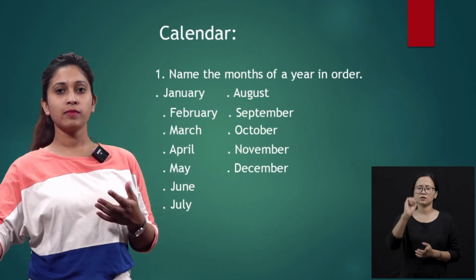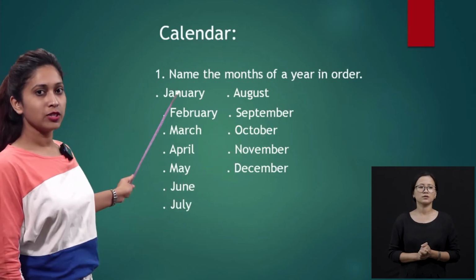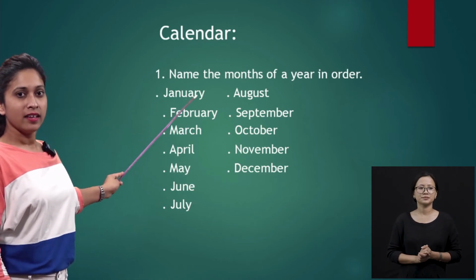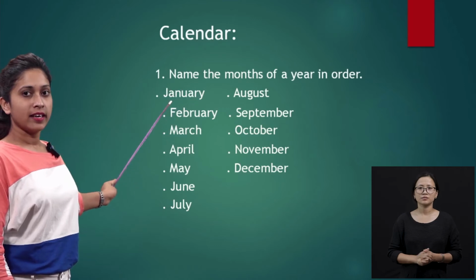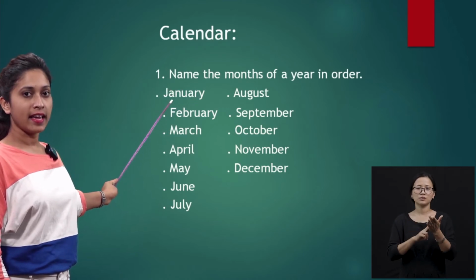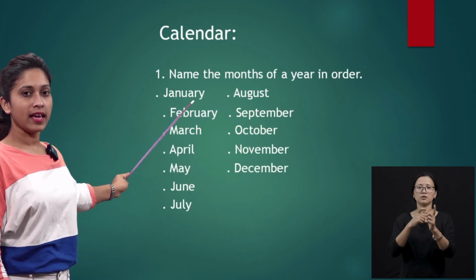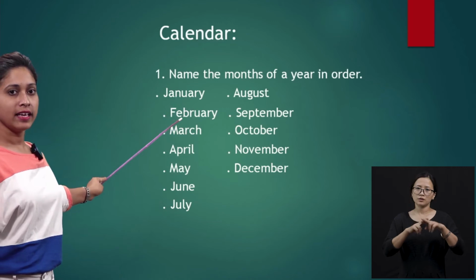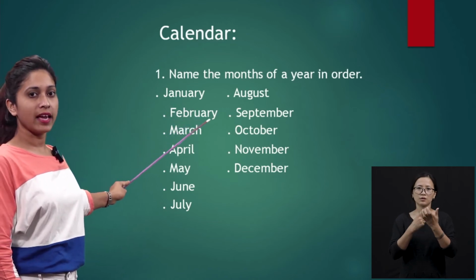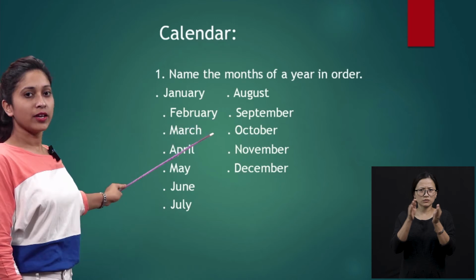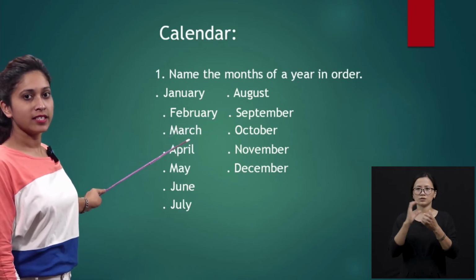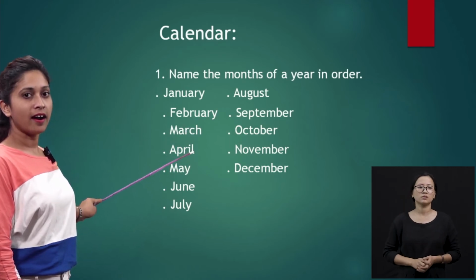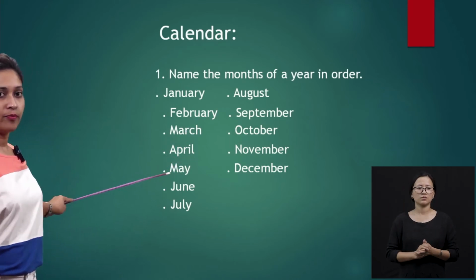Now, the first month of the year. What is the first month of the year, children? It is January, right? Then, let's read the spelling together. It is January, January, right? Then you have February, February. Then you have March, M-A-R-C-H, March. Then you have April, A-P-R-I-L, April. Then you have May.